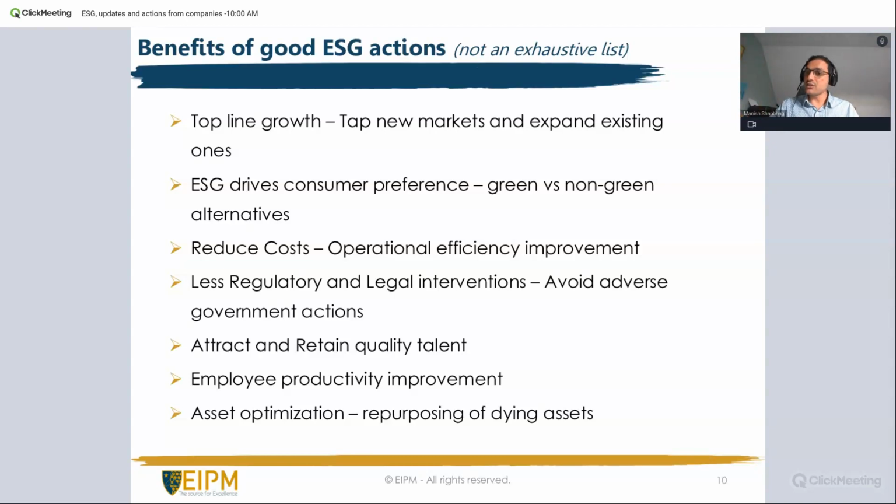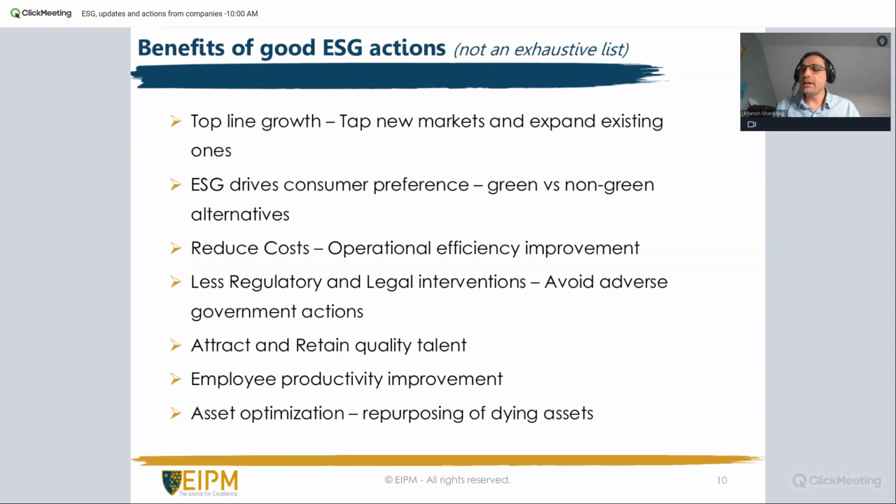If the governance part is very clear, very well reported, very well managed, then you avoid adverse government actions, you avoid penalties, you avoid regulatory fines, right, which could add up eventually and hurt your bottom line, right? So this is definitely a benefit of good ESG actions. And again, when you have less regulatory and legal interventions, you can also move to the top line growth to tap new markets and expand existing ones, as they would be all linked.